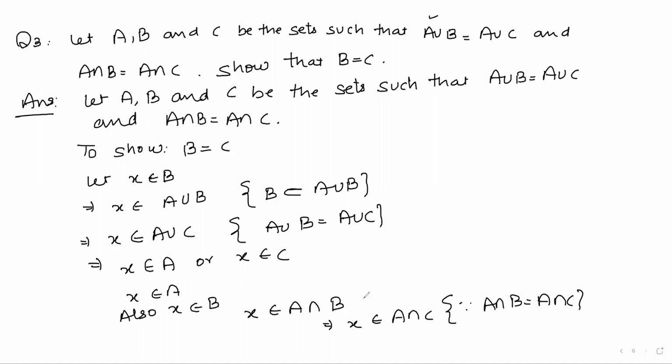Okay, first we will do some more steps. So X belongs to A intersection C because A intersection B is equal to A intersection C. This means X belongs to A and X belongs to C. So this means X belongs to C. So therefore B is a subset of C.